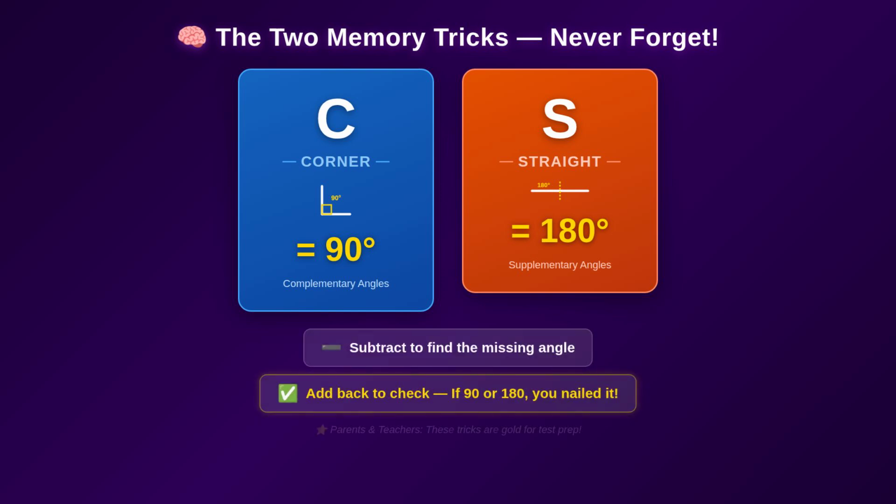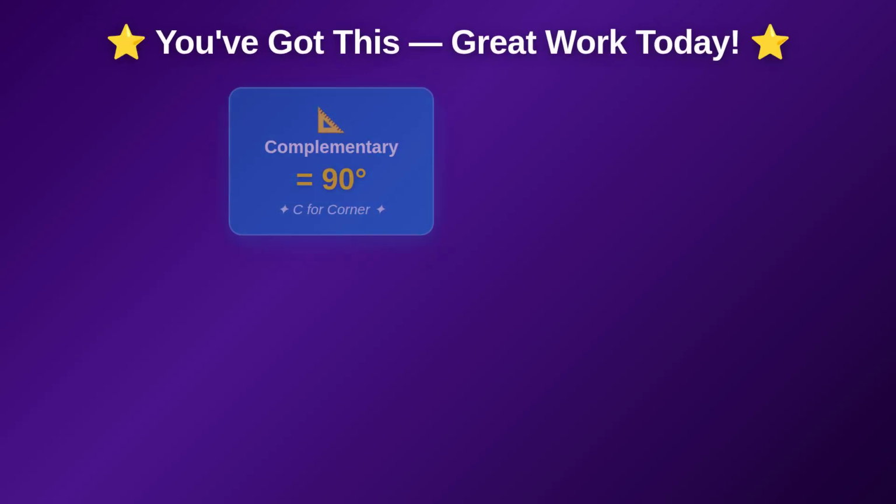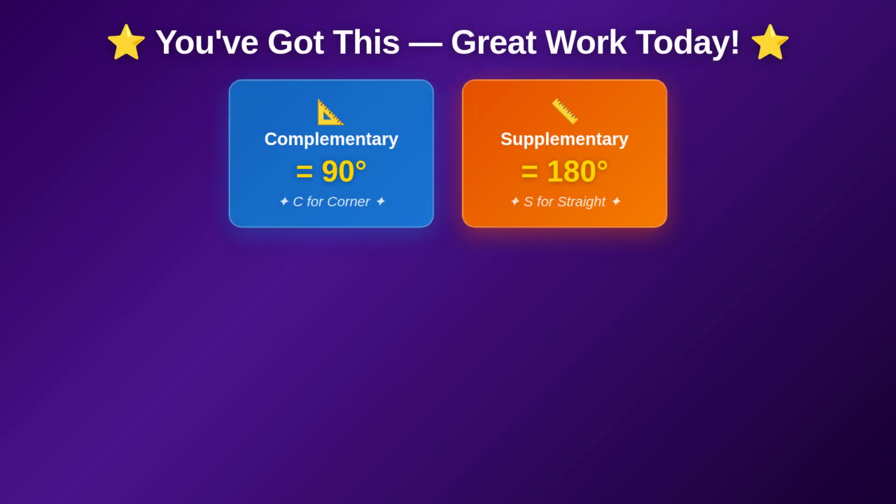Before we wrap up, let's lock in those 2 memory tricks Maya invented, because they work every single time. C is for corner. Complementary angles add up to 90 degrees, forming a right angle corner. S is for straight. Supplementary angles add up to 180 degrees, forming a straight line. And remember the process. Subtract the known angle from 90 or 180 to find the missing one. Then always double check by adding your 2 angles back together. If you get 90 or 180, you nailed it. Parents and teachers, these tricks are gold for test prep.